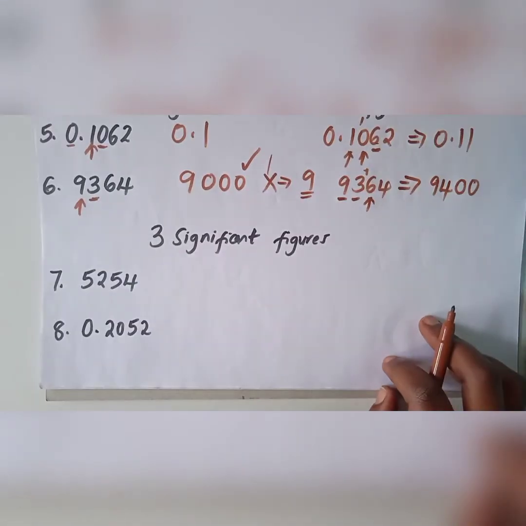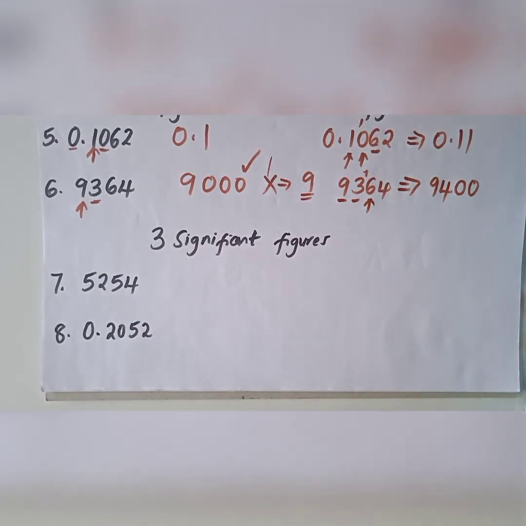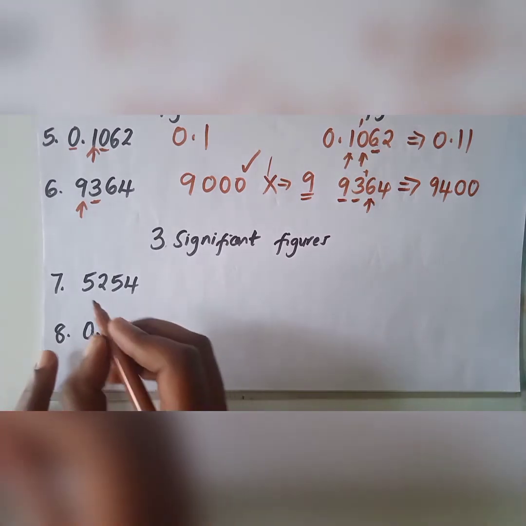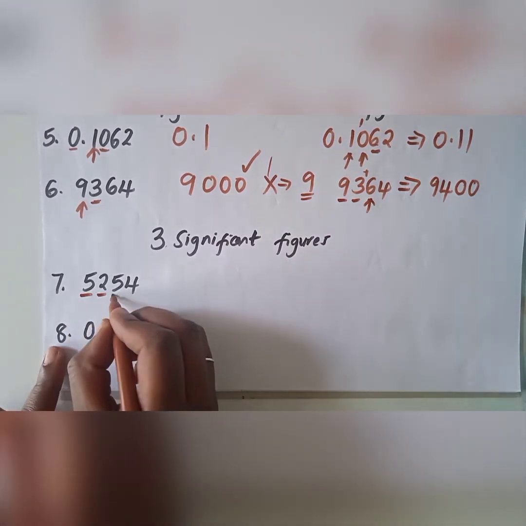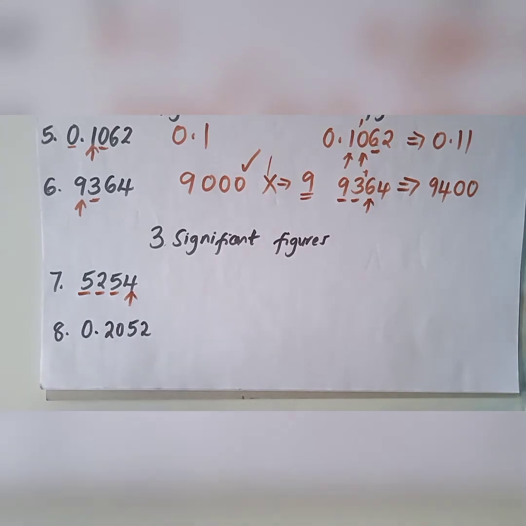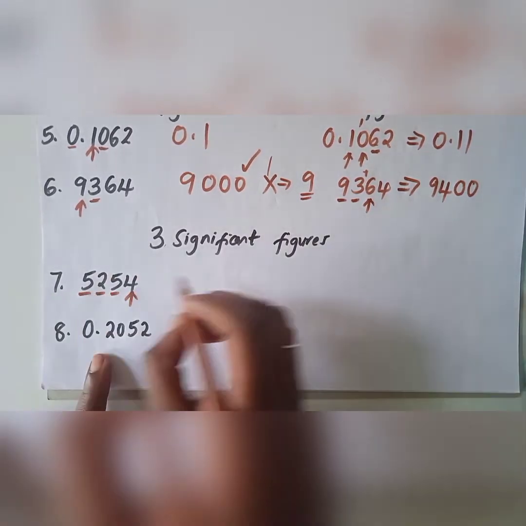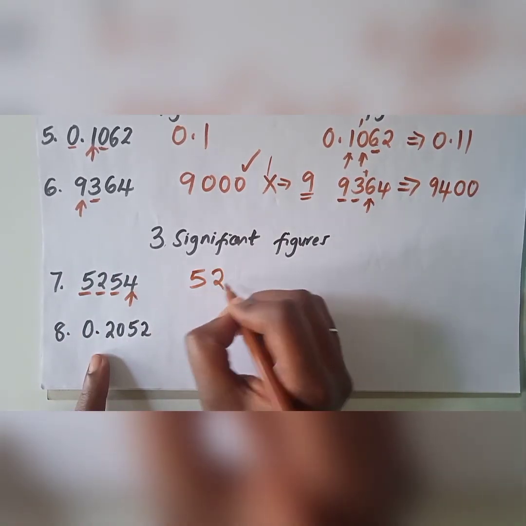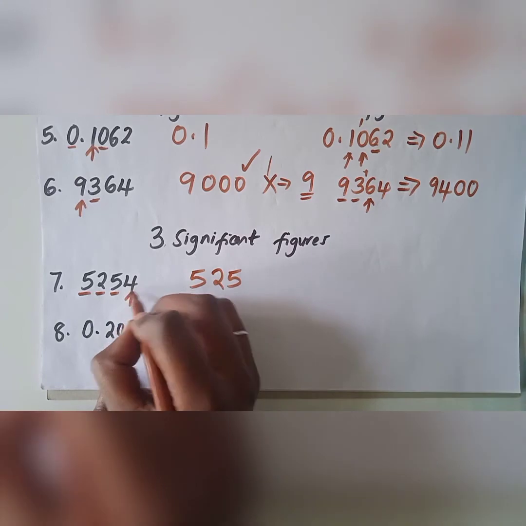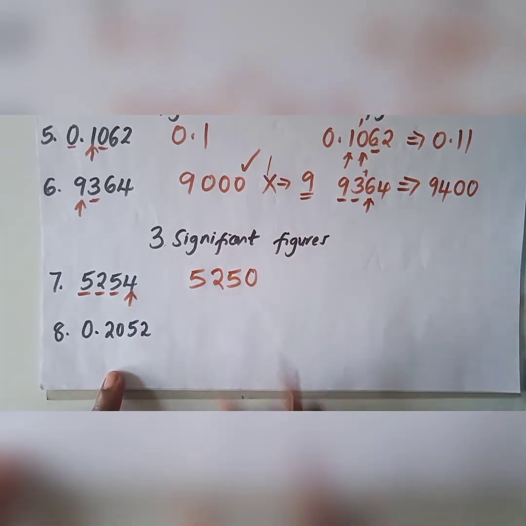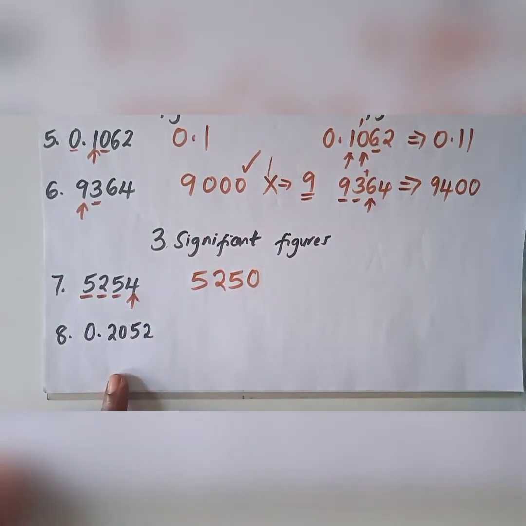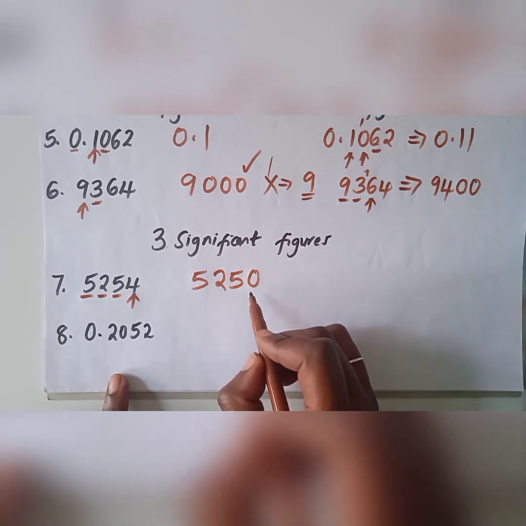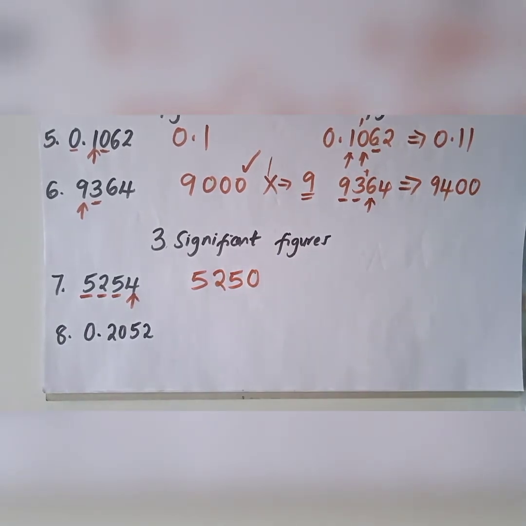Last but not least, we want to round this off to 3 significant figures. So 1, 2, 3. Check the fourth number. It's less than 5. So everything over here won't be affected. 5 to 5, and then like we said, this one has to become a 0 because it's a whole number. So everything after you round it off, keep everything after that as 0.